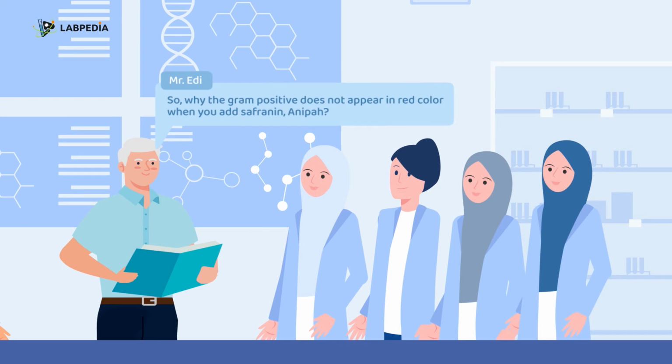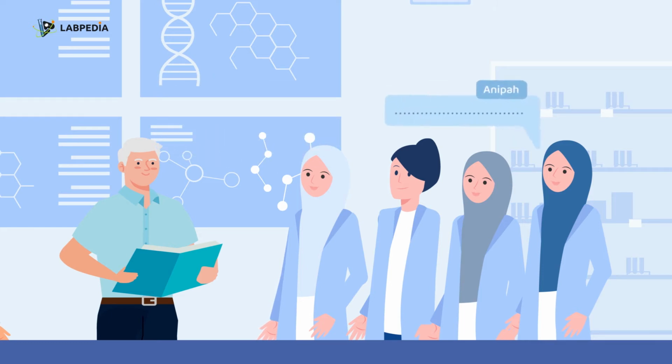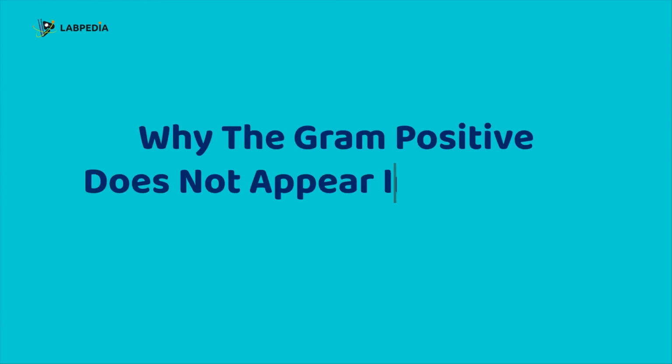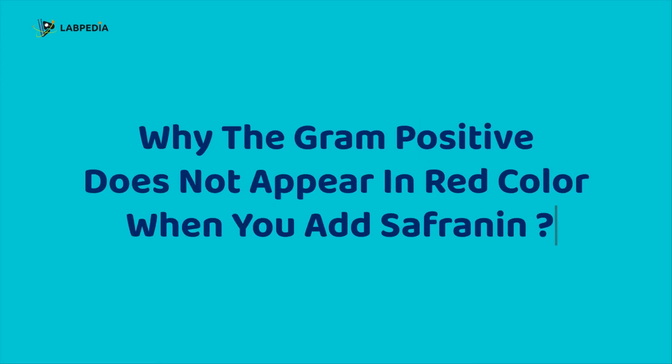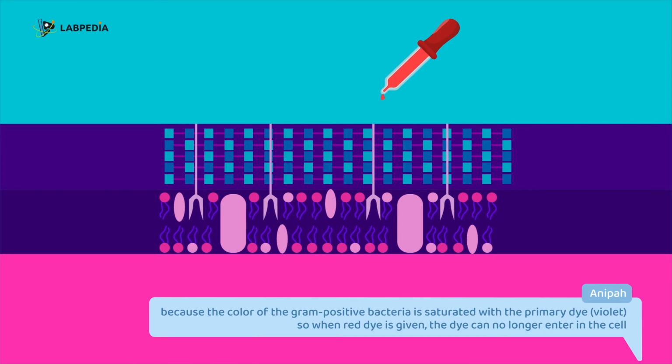So, why does the gram-positive not appear red when you add safranin? Anipa? Because the gram-positive bacteria are saturated with the primary dye, violet, so when red dye is given, the dye can no longer enter the cell.